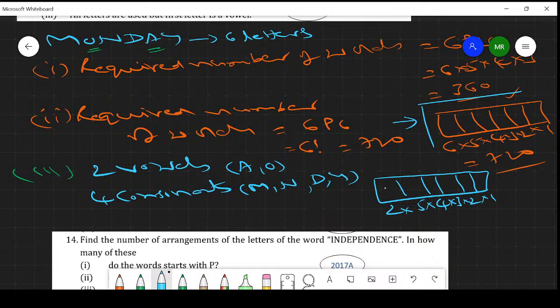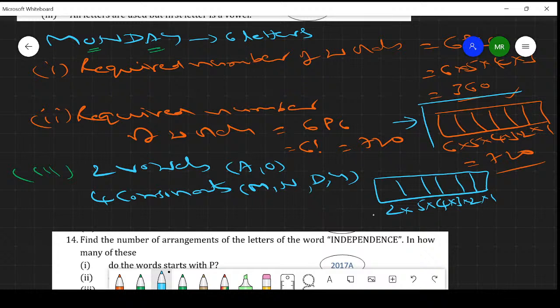It can be done 2 ways, either A or O. 2 ways we can fill this, because I can fill this first box either 2 ways. After filling the first place, the remaining 5 letters will be there, and the 5 empty places can be filled in 5 into 4 into 3 into 2 into 1 ways. So this is the required number of ways.